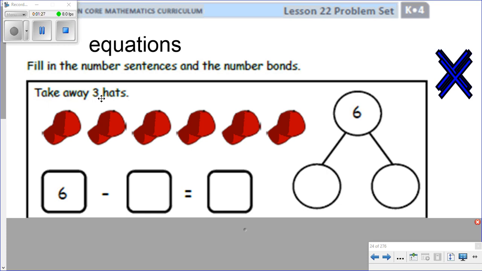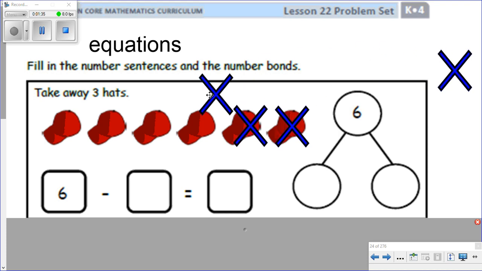Take away 3 hats. So we'll be using our X's to show that that's what was taken away. 3 hats were taken away. So now let's look at our equation. 6 minus how many did we X out? 3. And how many are left? 1, 2, 3. It's also 3. So we have 6 minus 3 equals 3.